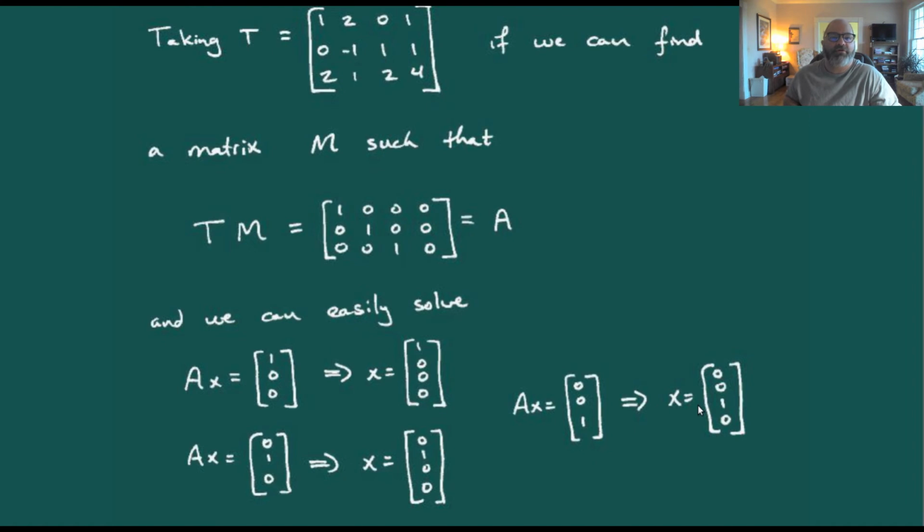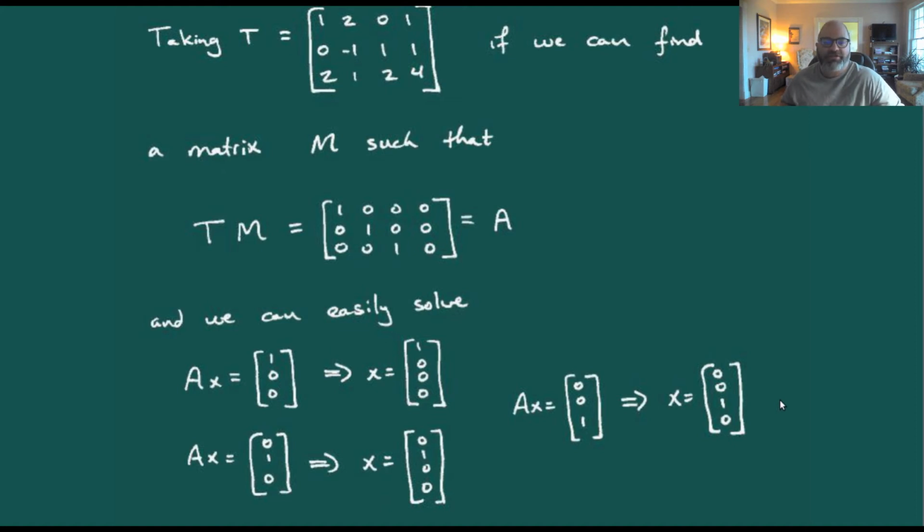Well, taking this one step further, let's take this matrix T, representing this linear transformation. If we could find some matrix M such that T times M gave us this reduced row echelon form, then that gives us an easy, immediate way of solving A times x equal to 1, 0, 0. That tells us x is just 1, 0, 0, 0. If we have A times x being 0, 1, 0, then 0, 1, 0, 0 is a solution. And A times x giving us 0, 0, 1 means that we can have x be 0, 0, 1, 0.